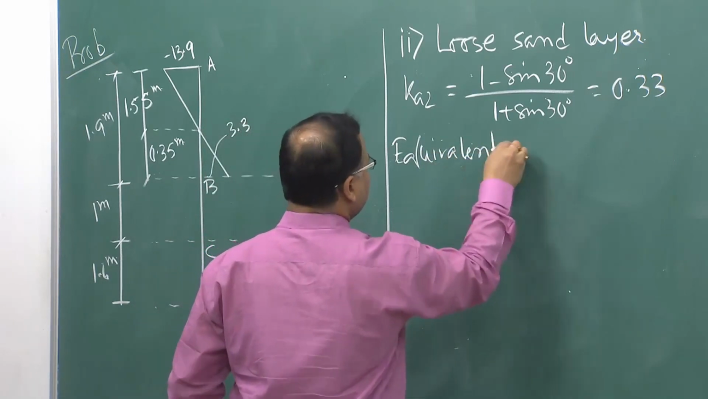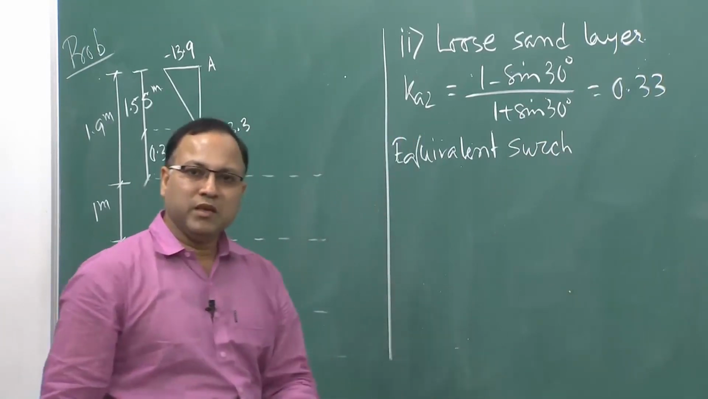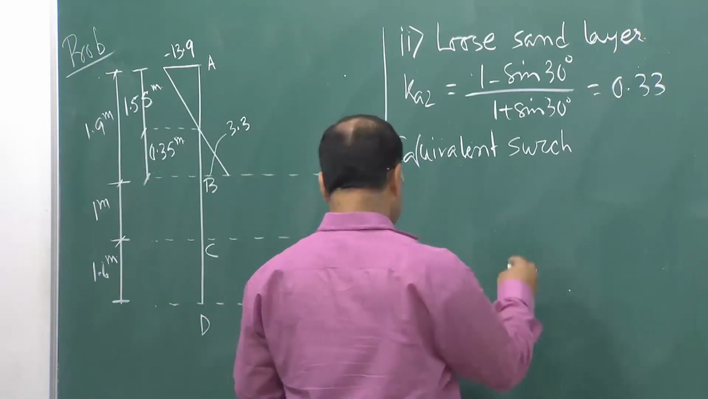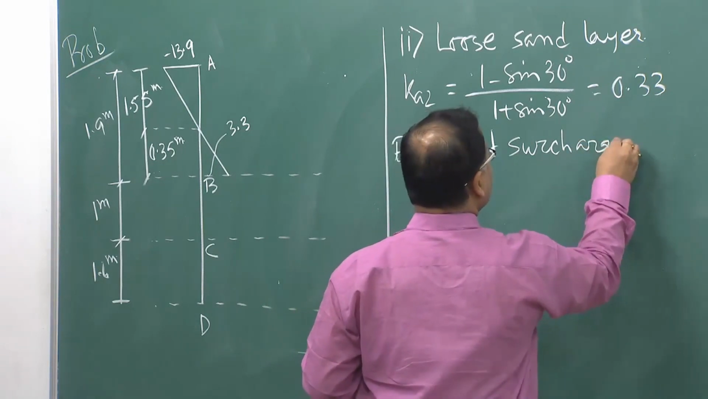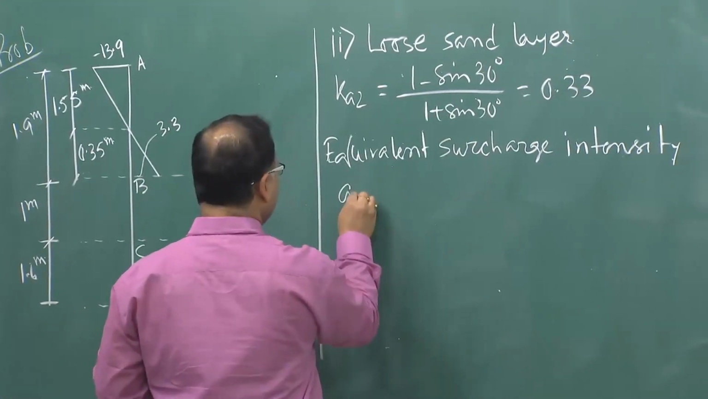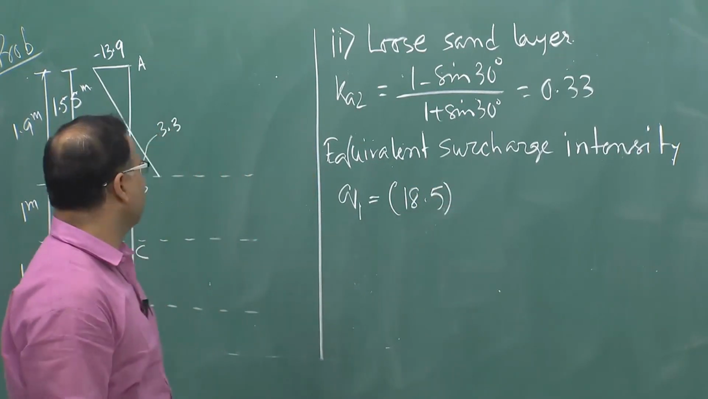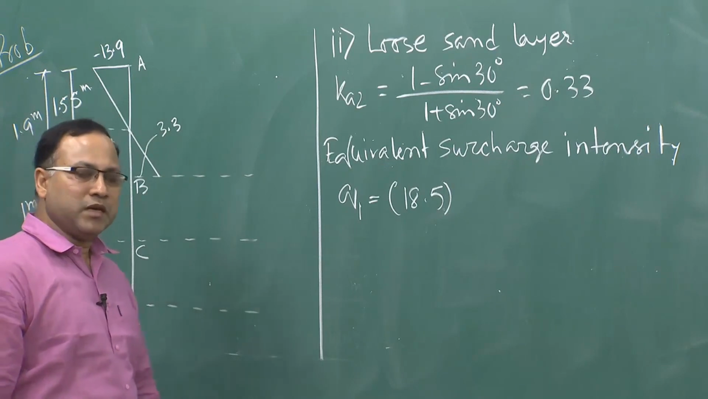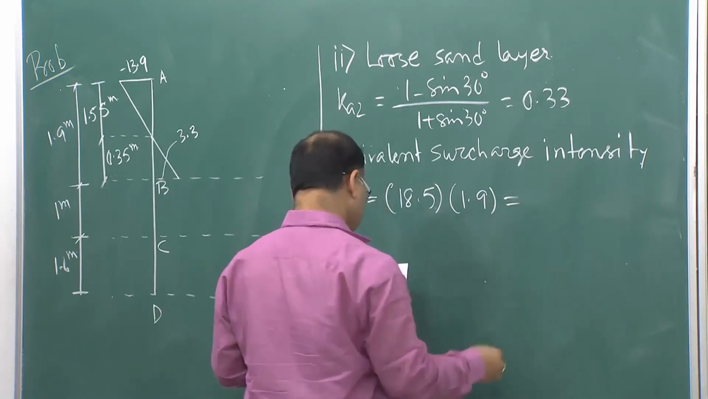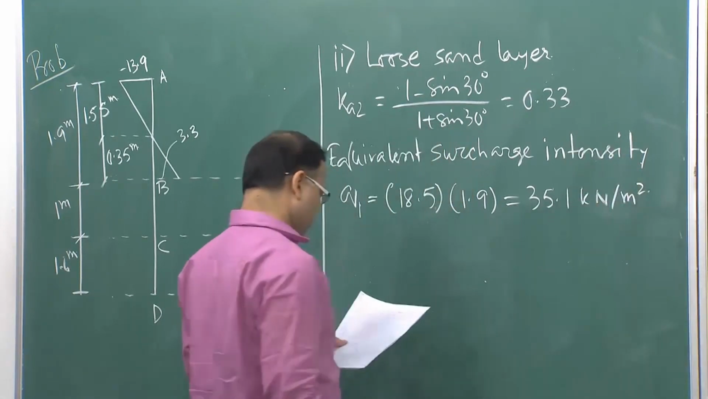Equivalent surcharge intensity, because now your stratum 1 will be acting as equivalent surcharge, right, uniform surcharge on top of layer 2, right. So, surcharge intensity, say Q1 is equal to 18.5, that is your gamma of the top layer multiplied by the depth of top layer, that is 1.9, it comes as 35.1 kilonewton per meter square.